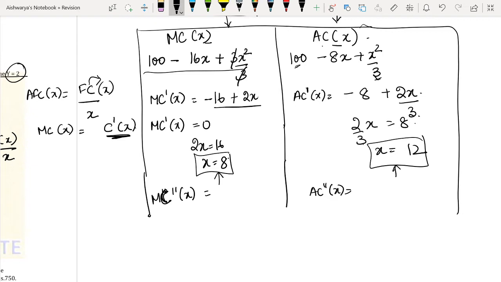So what is the second order derivative of this? It will be only 2. What will be the second order derivative of the other? The constants will vanish, and only this will be there, only 2 by 3. This is also greater than 0, and this is also greater than 0.